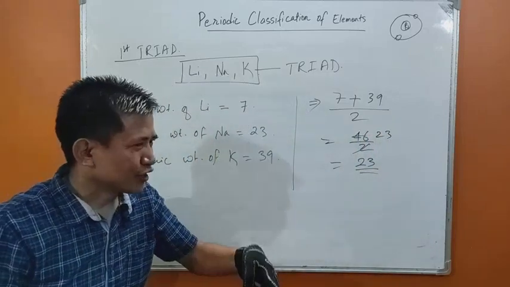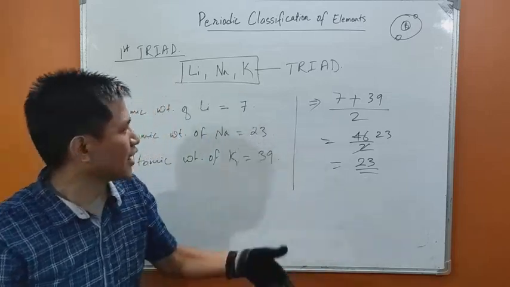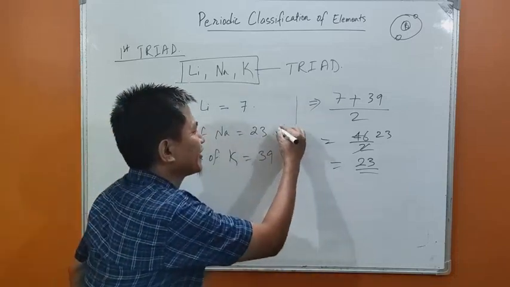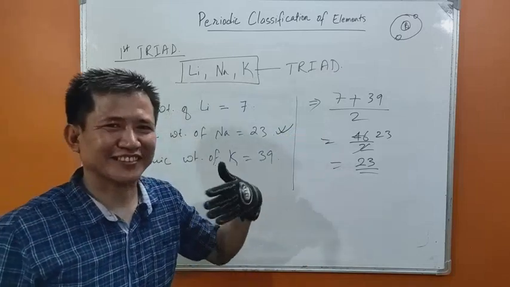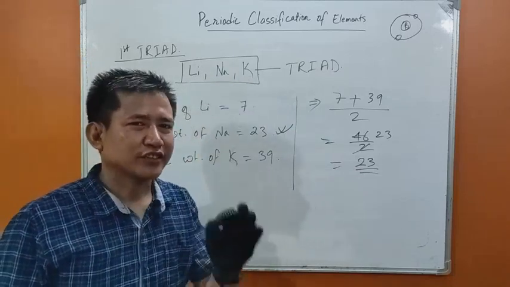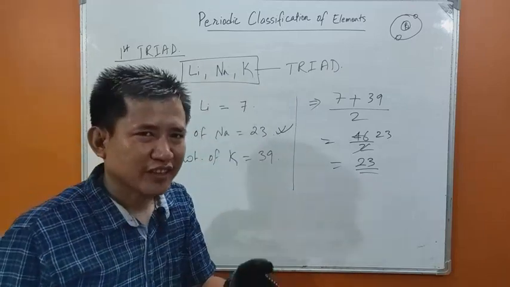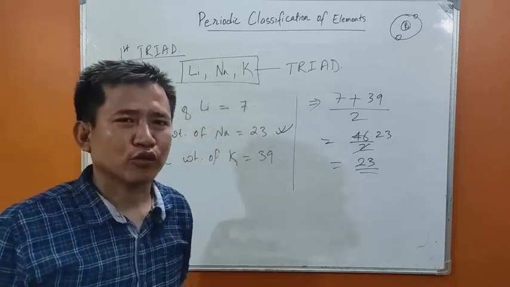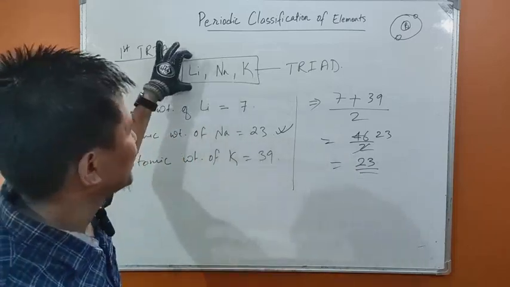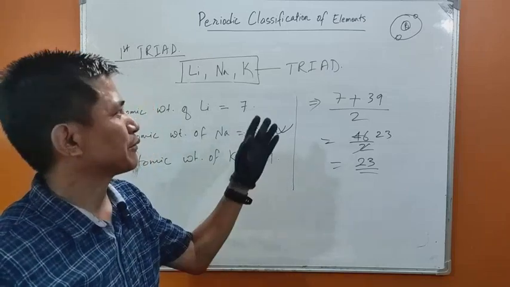So according to Doberiner, the atomic weight of sodium should be equal to 23 or very close to 23. Now we exactly got 23. Are you getting my point? Doberiner passed here, isn't it? We can say Doberiner succeeded in this trial. Now let us check the property. Lithium, sodium, potassium, all these elements are alkali metals. All of these lose one electron, all have valency one, all are electropositive in nature, so the properties of these elements also match. So this is a successful triad given by Doberiner.